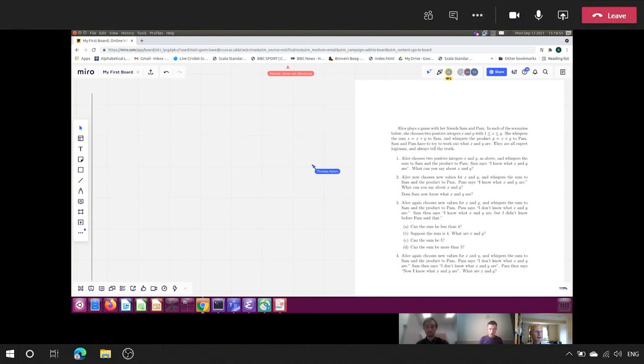Yeah, that's right. So 2 equals 1 plus 1, 3 equals 1 plus 2. But beyond that, I think those are the only cases, because 4 could be either 1 and 3 or 2 and 2, so it doesn't give us the exact values. Yeah, that's right. Sam won't be able to work out in that case.